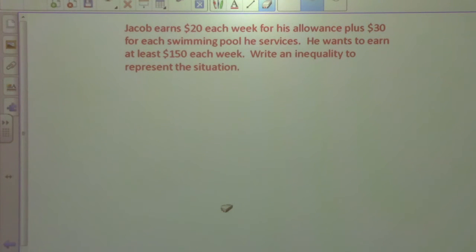What do you think? Did you combine the 40 and the 20? Okay, so Marcus is asking if we would combine the 30 and the 20. Would we? No. Why not? Because one you get every time you do a swimming pool, and the other one you get once a week, just like a one-time thing.